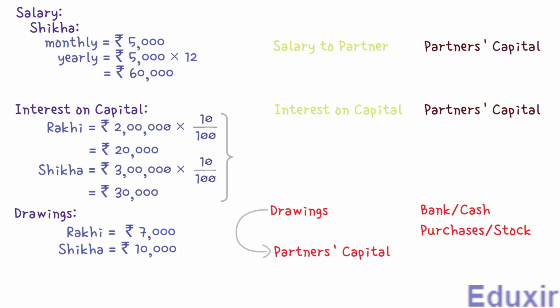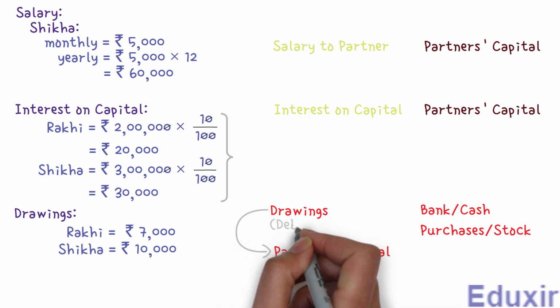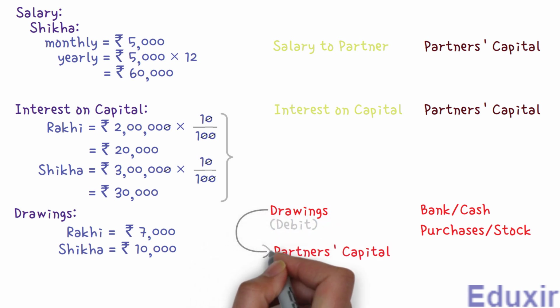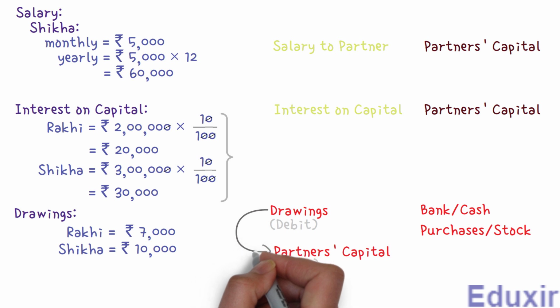Note that when we post the drawings into the drawings account, we post it on the debit side. So when we transfer the drawings into the partner's capital account, we post it on the debit side of the partner's capital account. As we are transferring the drawings out of the drawings account, we should credit the drawings account.